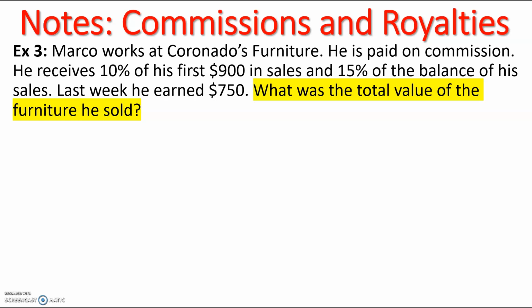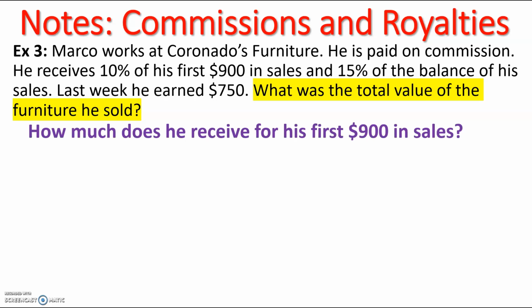The first question we must ask ourselves to answer this question is, well, how much did he receive for his first $900 in sales? Well, we know that he gets 10% of that $900. So 900 times 0.10, or $90.